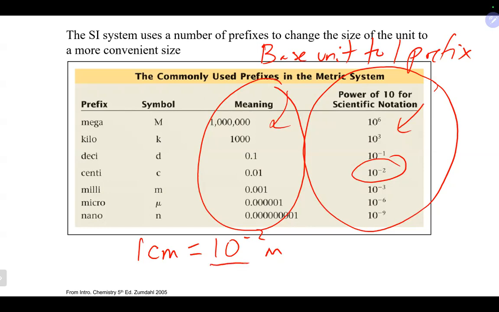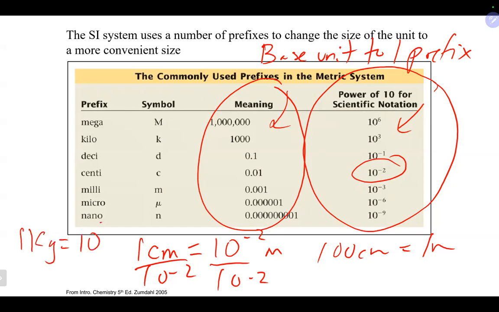Again, you can divide both sides by 10 to the minus 2, and you'll get the 100 centimeters is in 1 meter. So that's how you could kind of convert it the other way, by dividing it to the other side. Each of these on the right, again, are 1 times those guys in scientific notation, basically. And again, it doesn't matter the actual base unit. So if you had 1 kilogram, that would be 10 to the 3 grams. So again, that is the proper way, or 1,000 grams in a kilogram. That's the proper way to use those conversions.